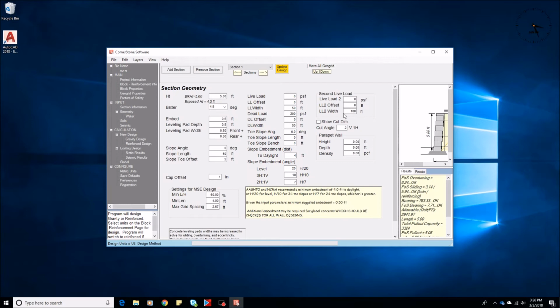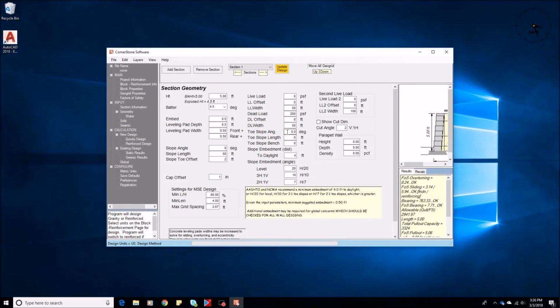We do a lot with railroads and live loads, so we can have one load as, say, the railroad loading, the other loading as the sidewalk or a road. We can have 2 different loads in there.